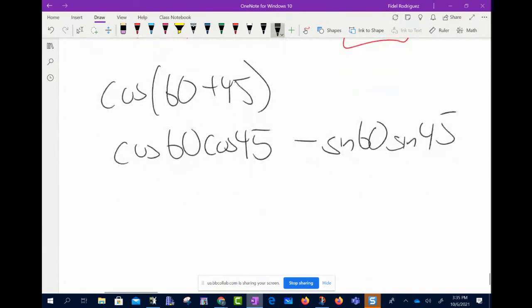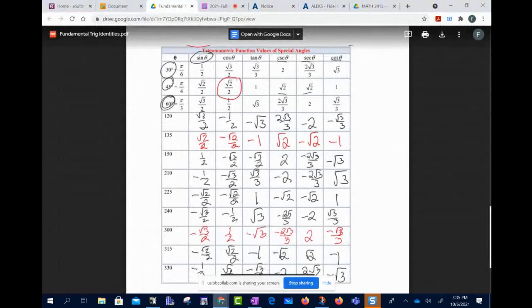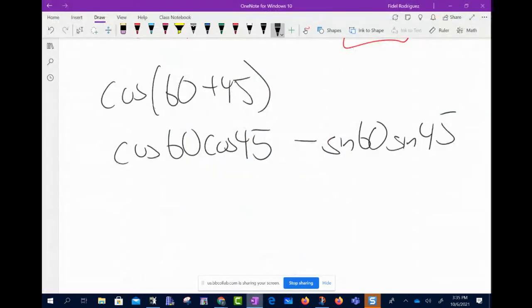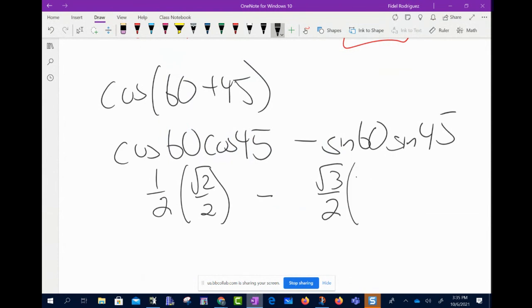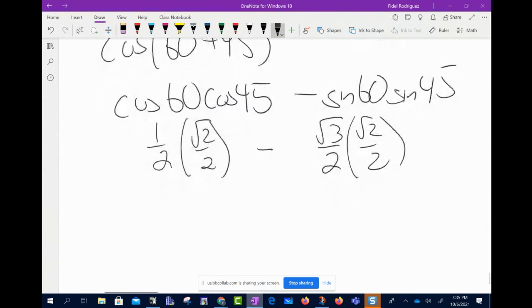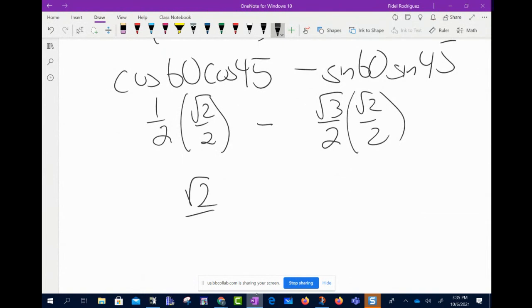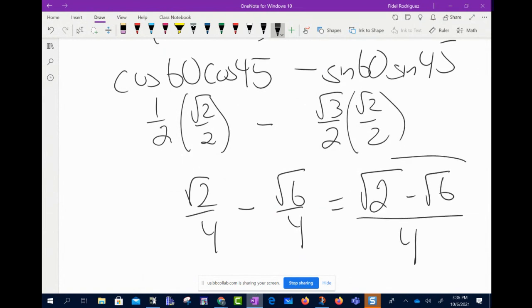Okay. Cosine of 60, so I'm going to come back over here. Cosine of 60 is 1/2. This here is the square root of 2 over 2. Sine of 60 should be square root of 3 over 2, and this is square root of 2 over 2. And so this is giving me the square root of 2 over 4 minus the square root of 6 over 4. So, yeah, Christian, I don't think I'm going to end up with something like what you had the other day. But I'll show you guys kind of the way his problem was set up and why it was different. But this is what I'm coming up with. Square root of 2 minus square root of 6 all over 4.